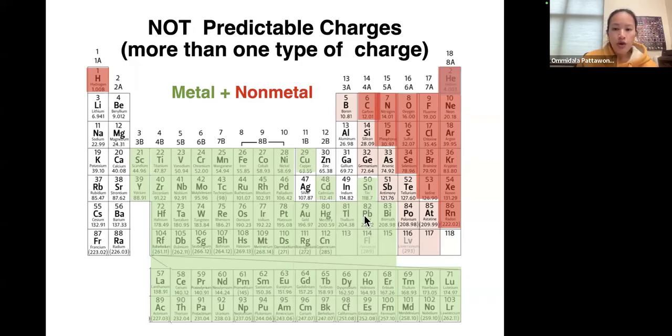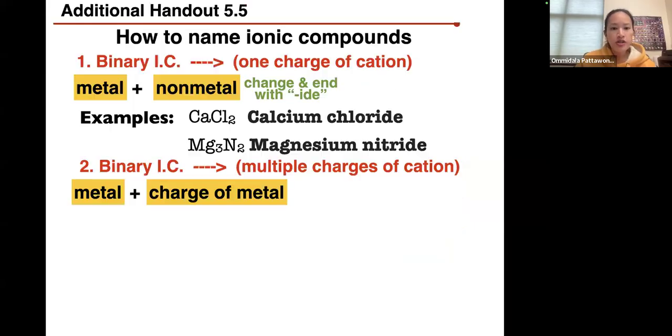Okay. So what do we do if they have multiple charges then? Well, if you have multiple charges, then you need to be able to specify what we are talking about. Are we talking about iron 2+ or iron 3+? Because in nature, these two are going to have different chemical properties and also different reactivity as well. So we need to specify which one it is, right? In order to do this, we are going to specify the charge of the metal after the metal.